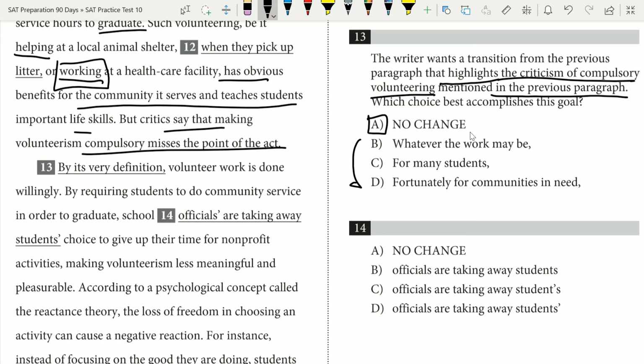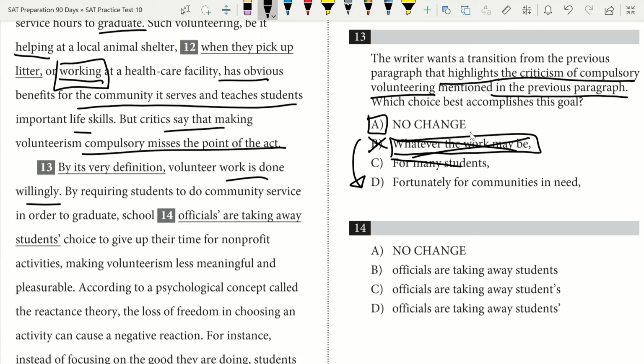I'll go ahead and show you why B through D are wrong as well here. So saying "whatever the work may be, volunteer work is done willingly," that's missing the point, okay? That's not criticizing forced volunteering because it doesn't mention anything about it being forced, right? It's just saying whatever the work may be. That's not helping us enforce this idea of criticizing this forced volunteering.